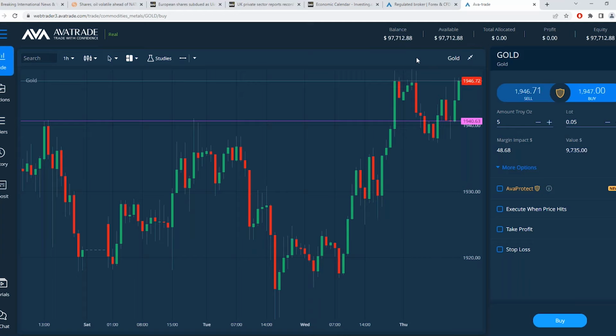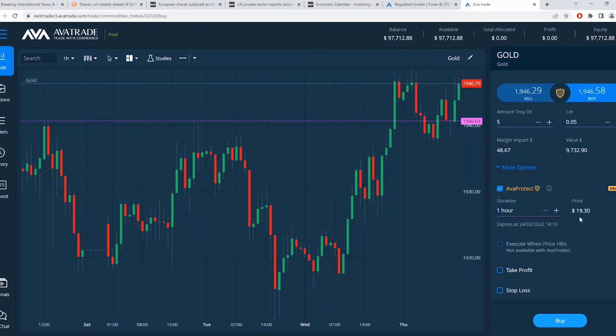Now, instead of putting a stop loss, we could say, you know what, I think it could break through, but then come back down also because there's so much volatility. And if that's the case, then maybe I'm better off using something like AvaProtect instead of a stop loss, because I don't want my stop loss to get hit and then it drops. And I don't want to have to put my stop loss really far away to prevent that, because then I have to risk more.